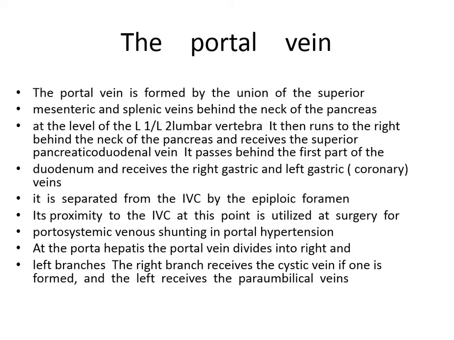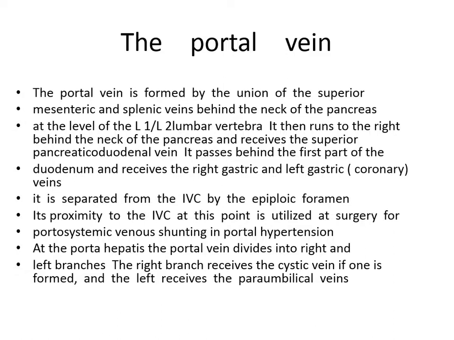Portal vein. The portal vein is formed by the union of the superior mesenteric and splenic veins behind the neck of the pancreas at the level of L1, L2 vertebra. It then runs to the right behind the neck of the pancreas and receives the superior pancreaticoduodenal vein. It passes behind the first part of the duodenum and receives the right gastric and left gastric, coronary veins. It's separated from the IVC by the epiploic foramen. Its proximity to the IVC at this point is utilized at surgery for portosystemic venous shunting in portal hypertension.